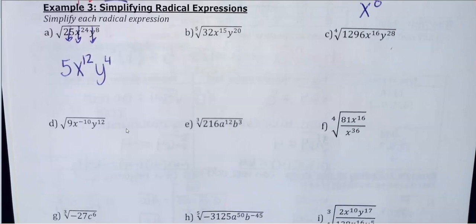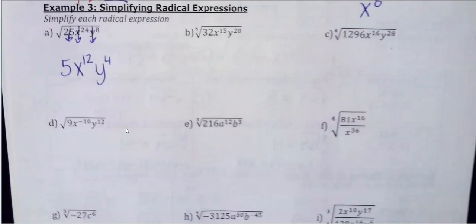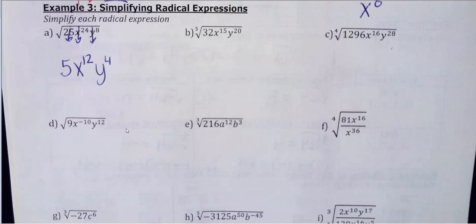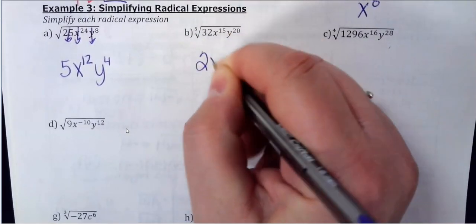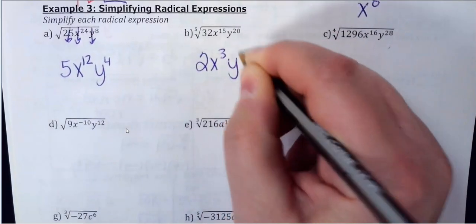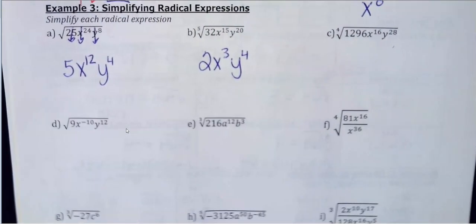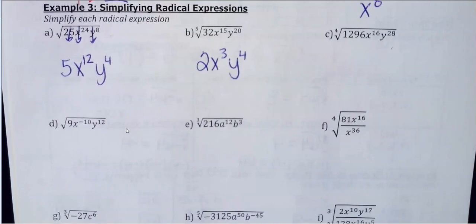If I do the second question, just raise your hand and tell me what you do here. This is the fifth root of 32x to the 15th, y to the 20th. What would that simplify to be if I took a fifth root there? Oh, don't everyone volunteer at once. What do we think? Perfect. 2x to the third, y to the 4th. What about my third question here? I've got the fourth root of 1296, x to the 16th, y to the 28th. What would that simplify to be?